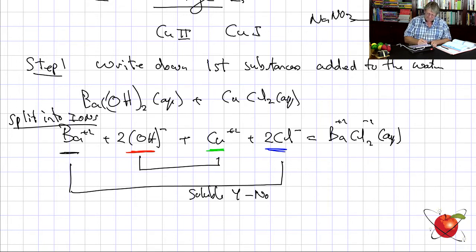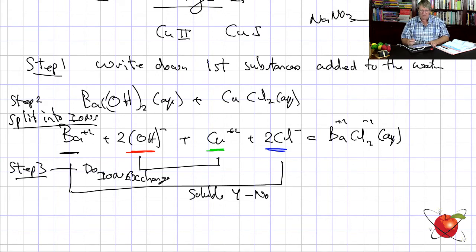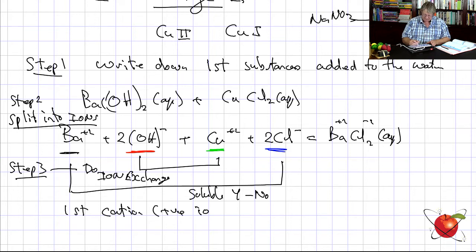Okay, that is step 2. Step 3: do ion exchange. Which is what? The first metal, the first cation, in other words, the positive ion, goes to the second anion, another negative ion, the negative, right?